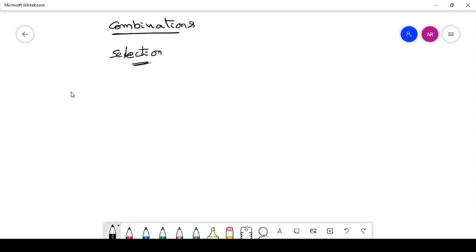The number of combinations of n dissimilar things taken r at a time is denoted by nCr or C(n,r) or nC r. Generally we are using nCr.